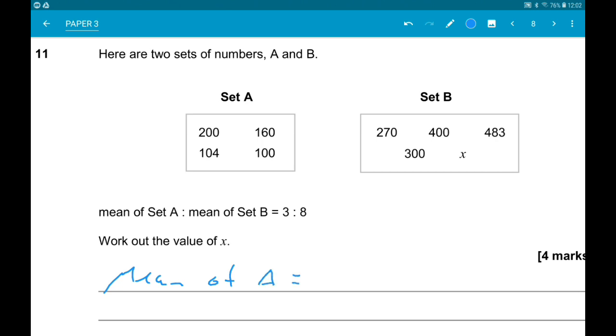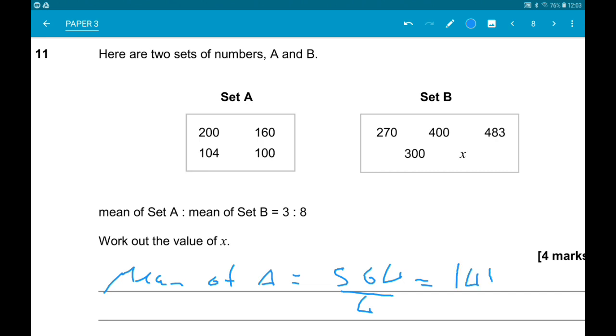So to work out the mean, add all the numbers together, divide by how many there are. So if we add them all together, we get 564. And then we divide that by 4, and we get 141.